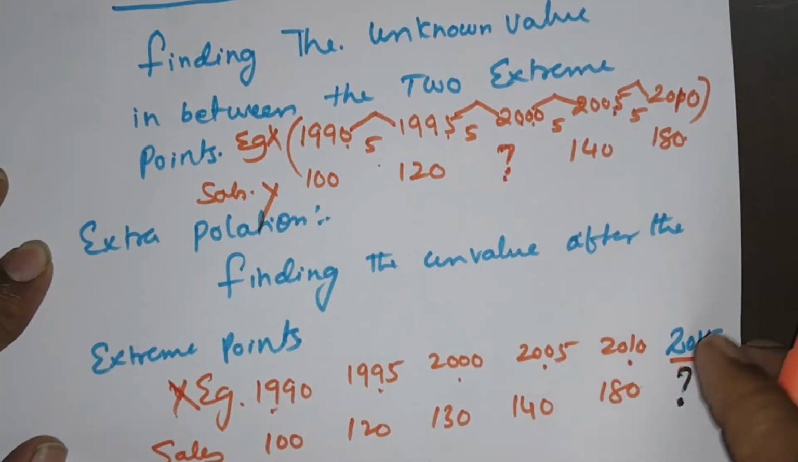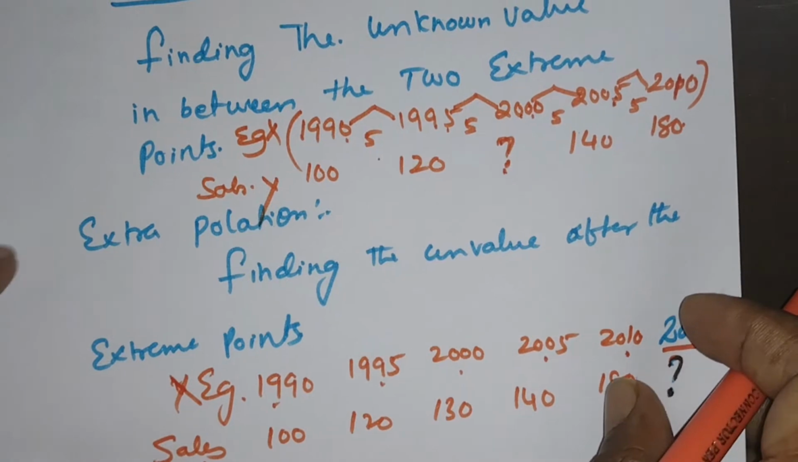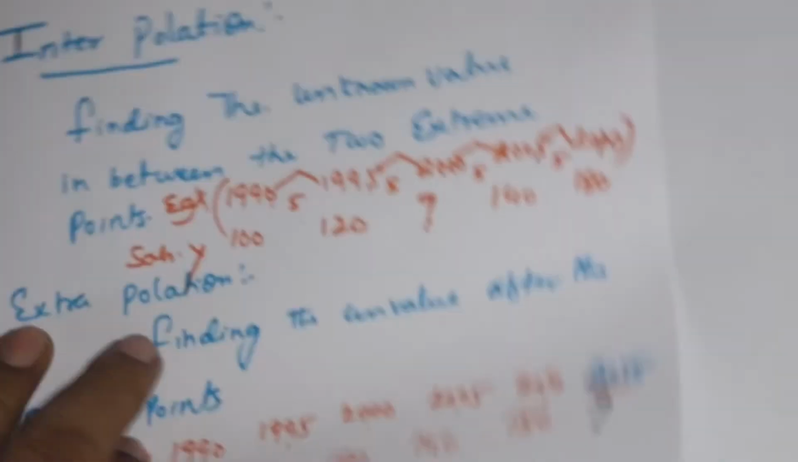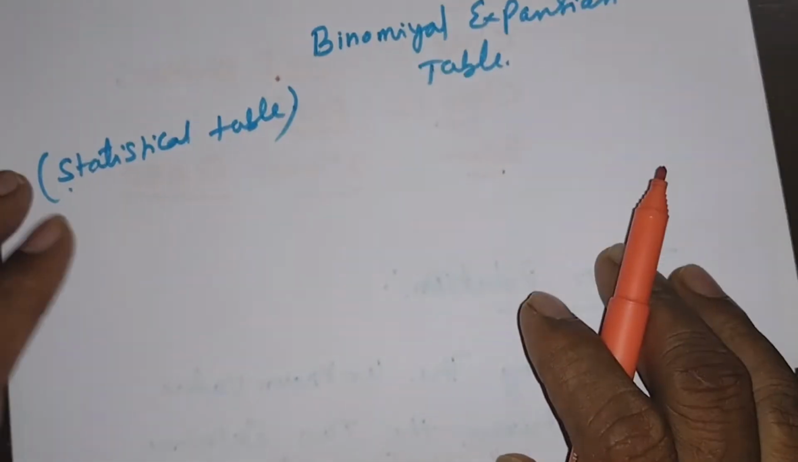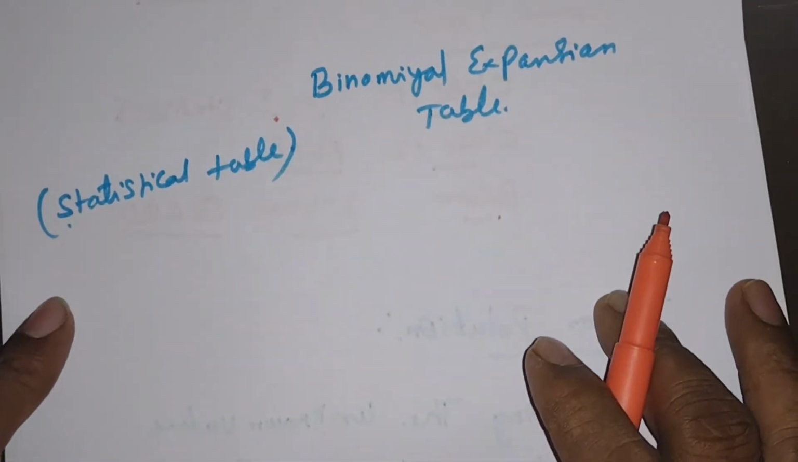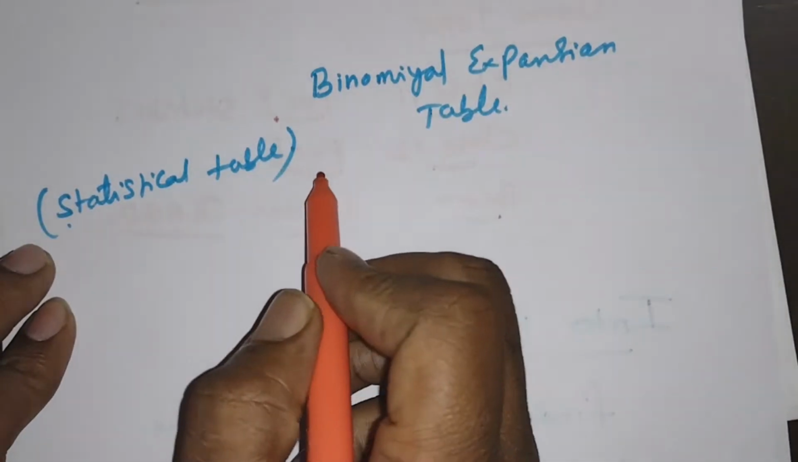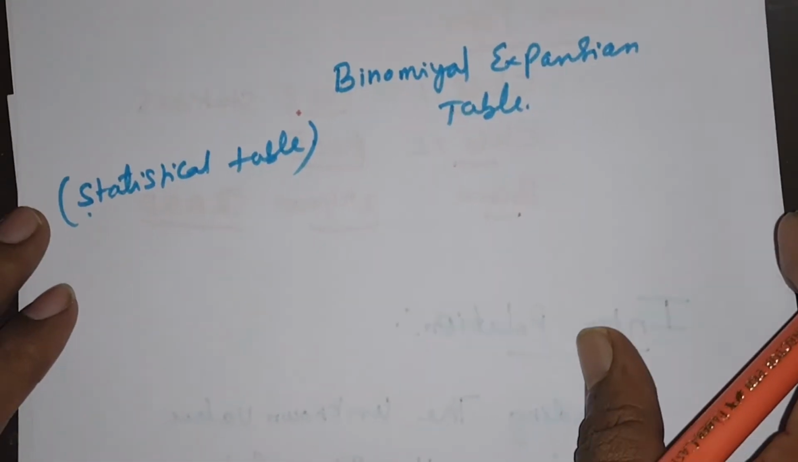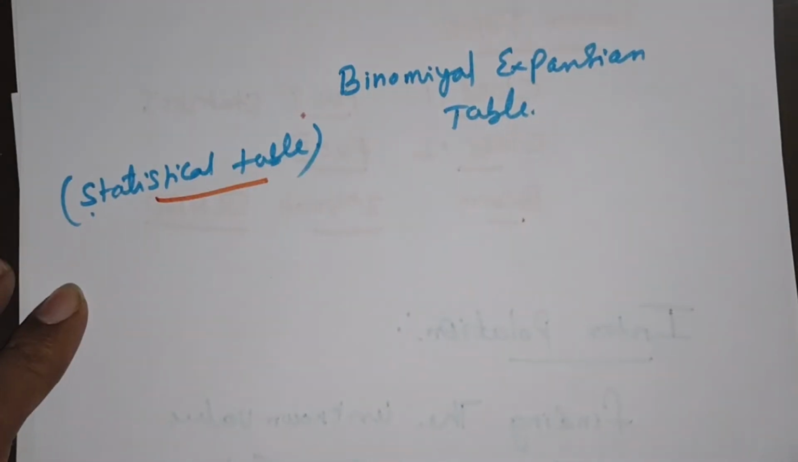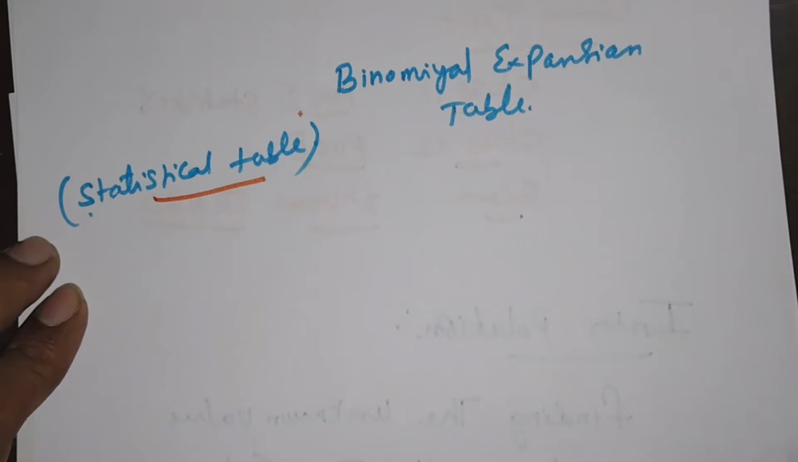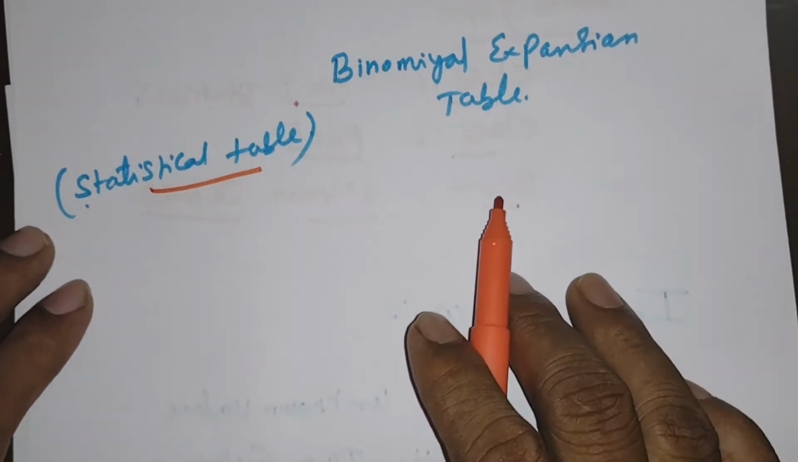The working out of this interpolation and extrapolation should be under the binomial expansion formula. Let me give that binomial expansion formula. That is the binomial expansion table. This binomial expansion table can be seen in the statistical table also. In case you are not in a position to see it in the statistical table, we can find it ourselves.